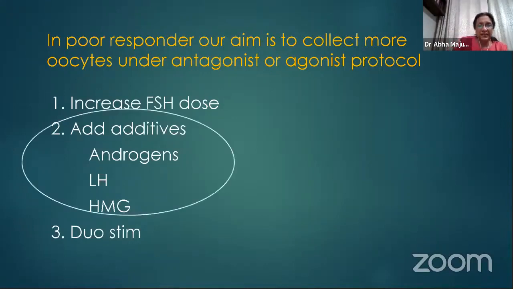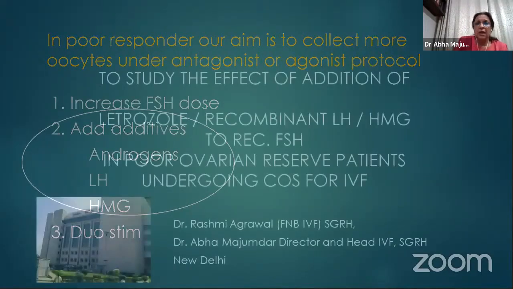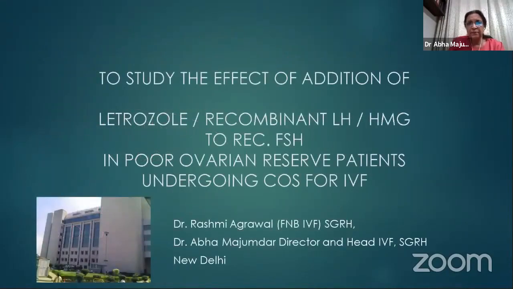Then we look at additives, and this always used to intrigue me: which additive should I use in my low responders? So we conducted a study to see the effect of addition of either letrozole or recombinant LH or HMG to a fixed recombinant FSH dose in poor ovarian reserve patients undergoing COS for IVF. So these were all POSEIDON 3 and 4 patients. None of them belong to POSEIDON 1 and 2.